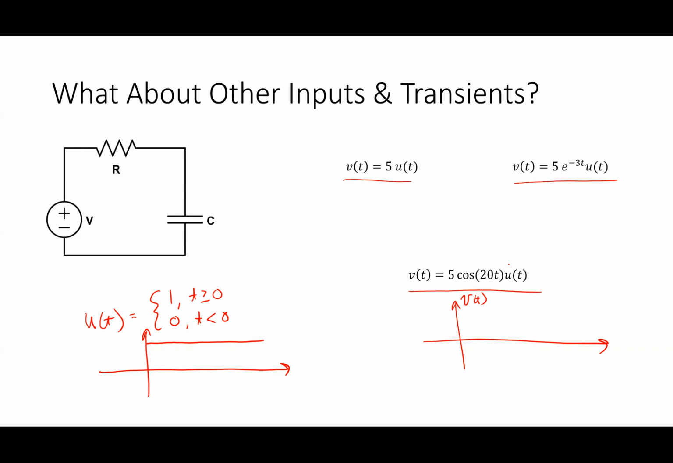What would multiplying by u of t do to that function? Everything to the left of the vertical axis would be 0. Everything to the right would look like a cosine. Yep, that's right. And that models effectively the power button, right?